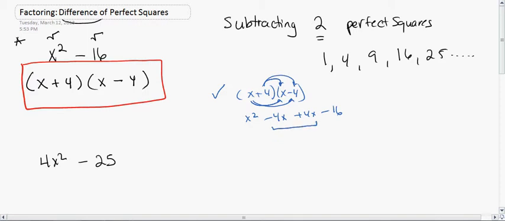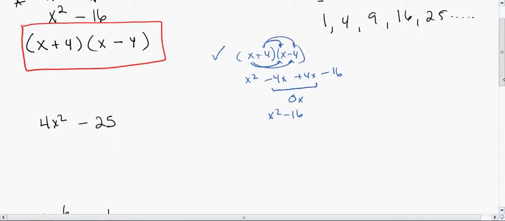Now I need to combine my like terms. The negative 4x plus 4x just become a 0x. So they're going to cancel out, and I'm going to end up with x squared minus 16. Yeah, it really does work. So this is just a lovely shortcut if I have 2 terms that are both perfect squares. Let's try another couple of these.